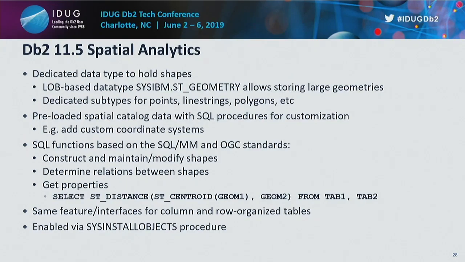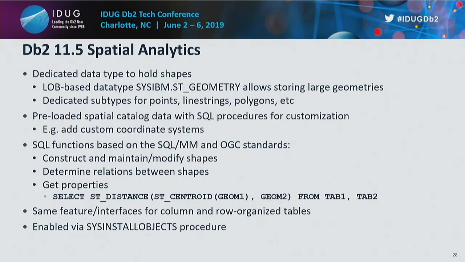So in 11.5, with the introduction of spatial analytics, you're going to get the same functionality as with the spatial extender. There'll be a few differences. Rather than using abstract data types, the various spatial shapes will be implemented using LOBs, so there will be dedicated types that are created for all the spatial data, similar to what you got with the spatial extender. They'll have the same names, except they'll be created in the sysIBM schema.